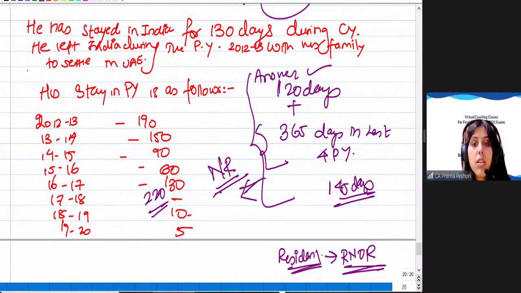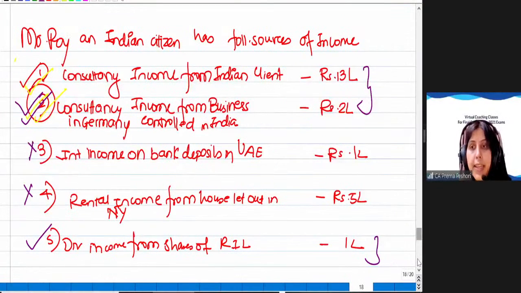Did you get it, Pooja? Are you clear? Neil, you want me to explain again? So I'll revise for you again.